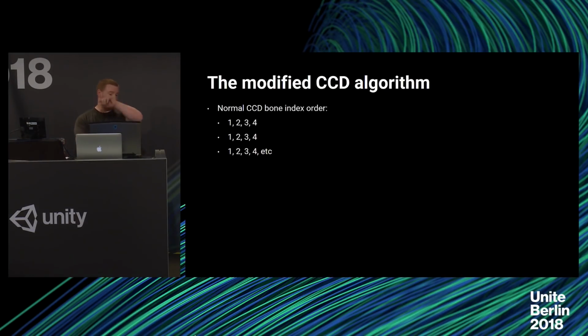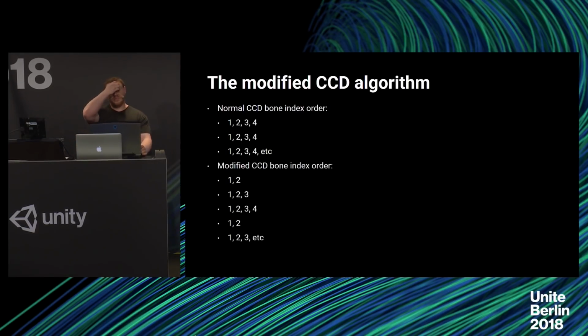So what does that look like? Well, normally, we're just going through the indices of the bones one after the other. So quick note that there's no zero here. We don't want to rotate the wrist or the hand bone because that doesn't actually affect its position in any way. So the first bone that we're going to rotate in the chain is going to be the second one along, or the one with index 1. So we're going to go through 1, 2, 3, 4, 1, 2, 3, 4, etc., etc. And the modified algorithm, instead, starts off with just the first 2, then first 3, first 4, etc., and then goes back and starts again.